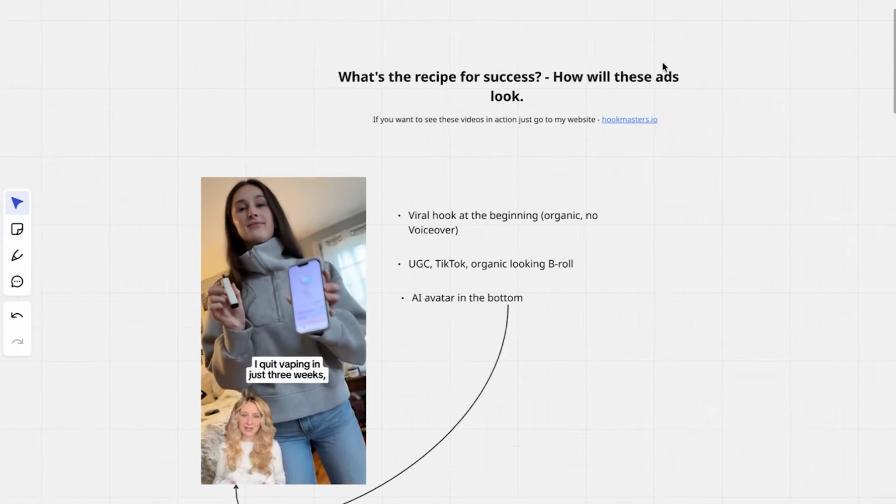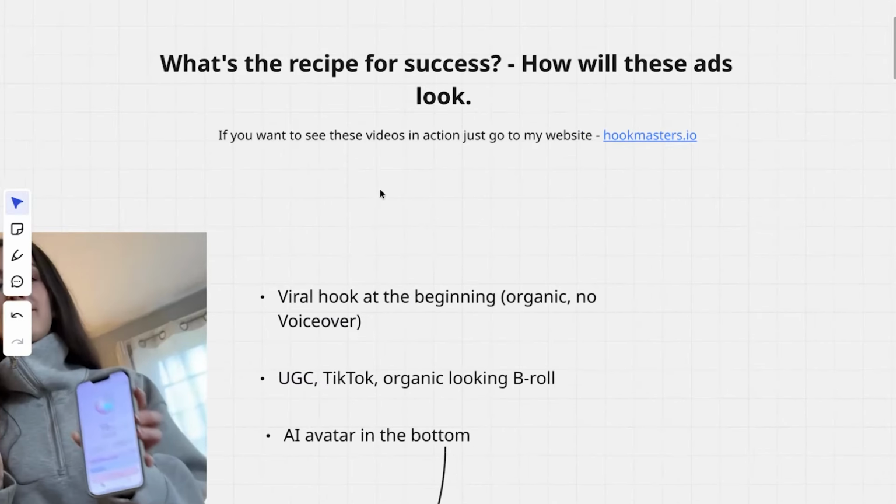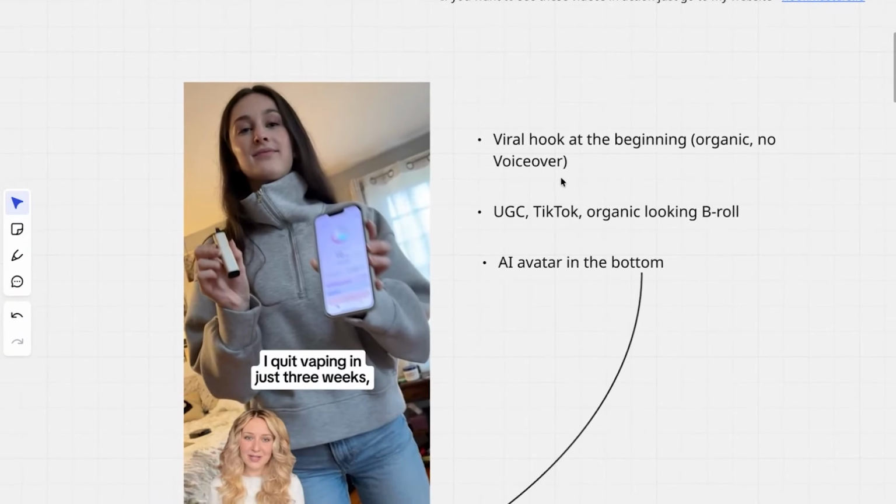Okay, so what's the recipe for success and how will these ads look? Now, I'm not going to go too deep into how these ads are going to look. You can just check them on my website, and you've probably already seen some of them online. If you go to my website and click on portfolio, you can see some of the AI UGCs we've done for our clients.